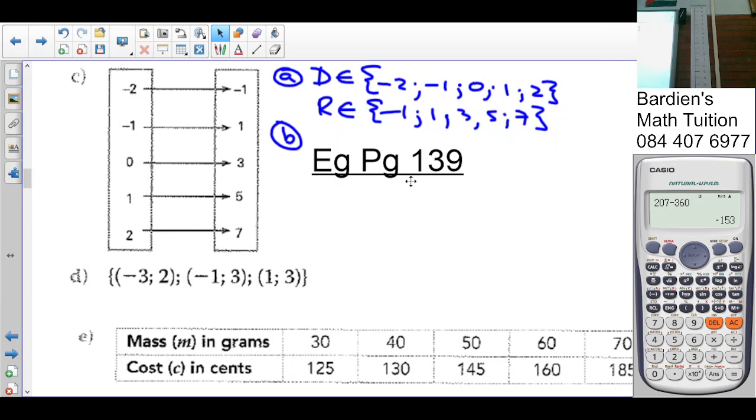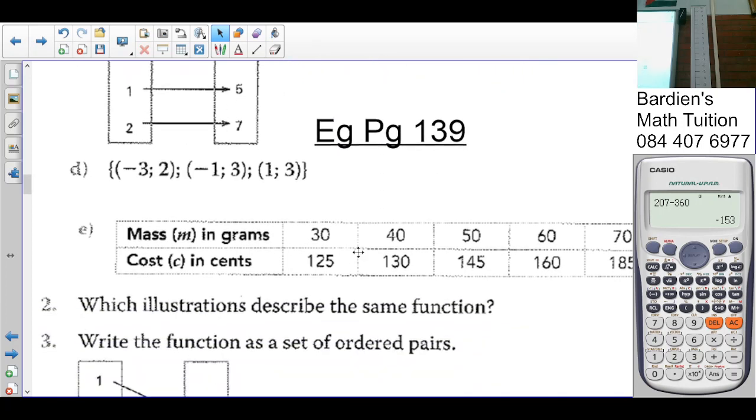D, your domain is -3, -1, 1, 2, 3. You don't write 3 twice. You all okay with that?